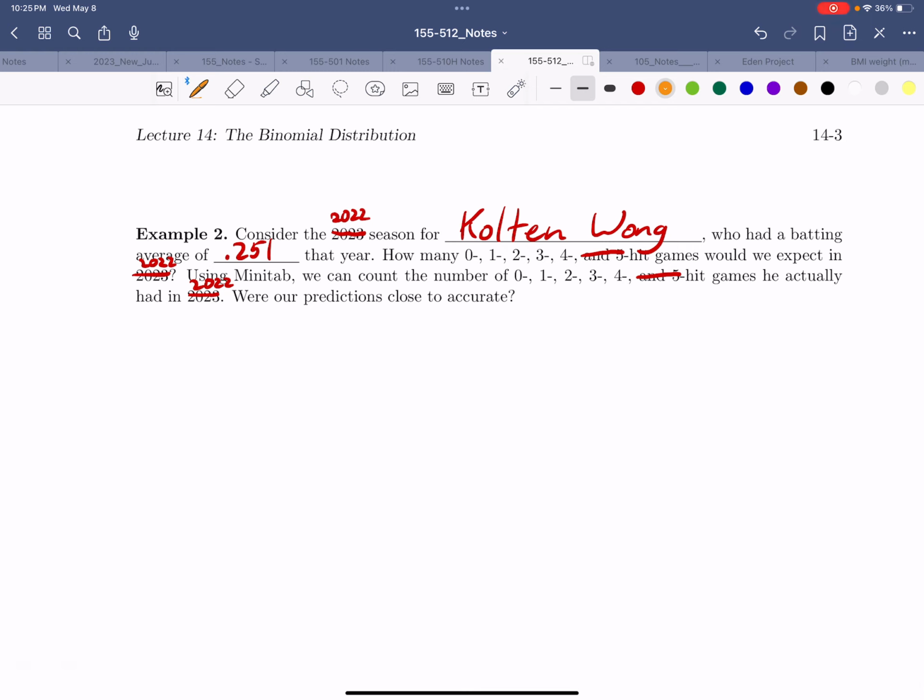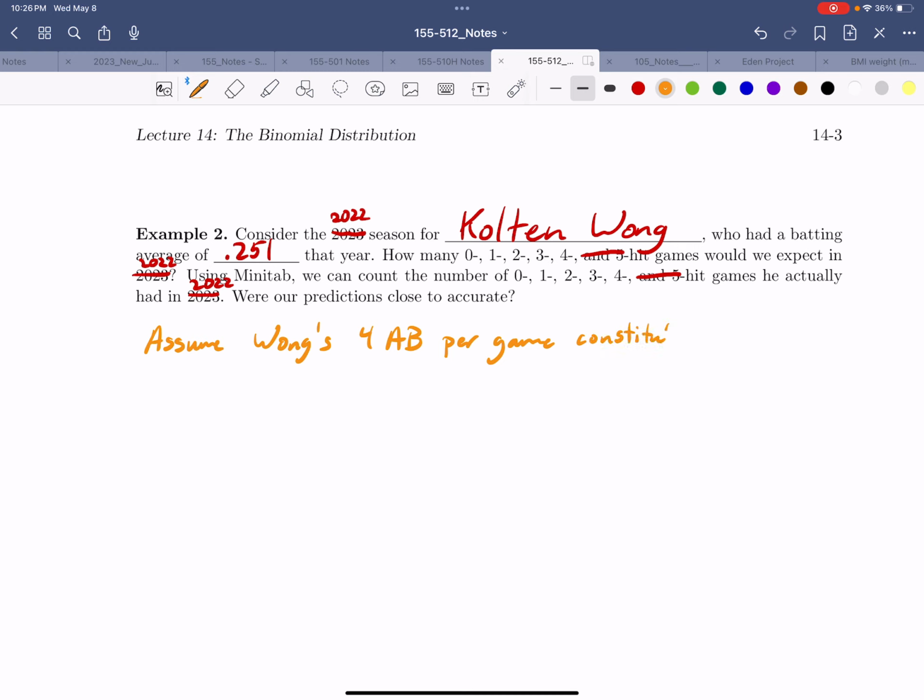So let's test out this whole binomial distribution in baseball thing. And it'll give us a chance to use Minitab. So we're looking at a 2020, this is what another class chose, so I'm going to use this example. Colton Wong, I think he was a player on the Orioles in 2022, had a batting average of .251 that year. Assume Wong's 4 at-bats per game. Again, this is a bit of an assumption. He sometimes had more than 4 at-bats.